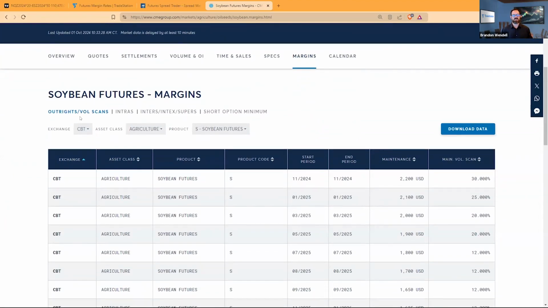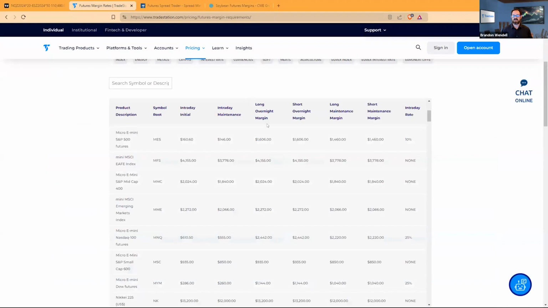Outrights, those are your directional trades. If you want to buy or sell soybean contracts right now, it shows you the maintenance margin. Now be careful, that is not the initial margin. And by the way, I did show you on TradeStation right here, futures margin rates. And you have intraday and overnight long and or short. And it's the same ones you would see by going to that web page. But we're going to do something different with this.